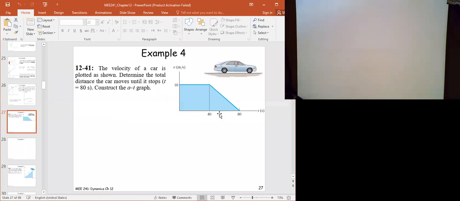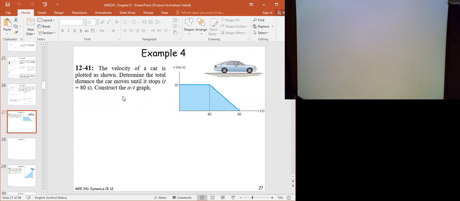If I tell you that the velocity of a car is given like that, basically from 0 to 40 seconds, your velocity is 10 meters per second. And between 40 and 80, the velocity begins to decrease, although in reality this is never possible. Obviously at some time t0, you could actually have a velocity. So you started the clock when the car was already moving, okay?